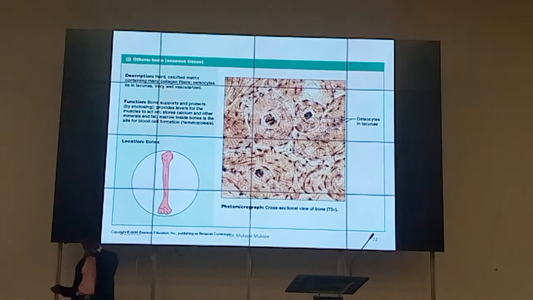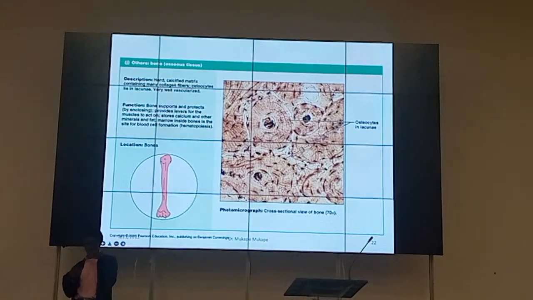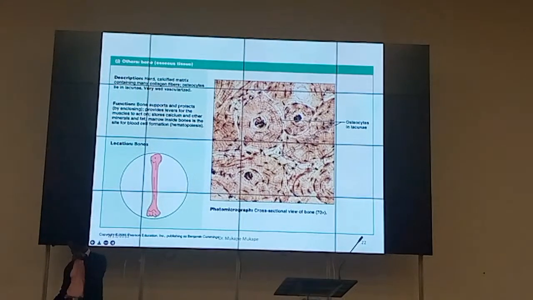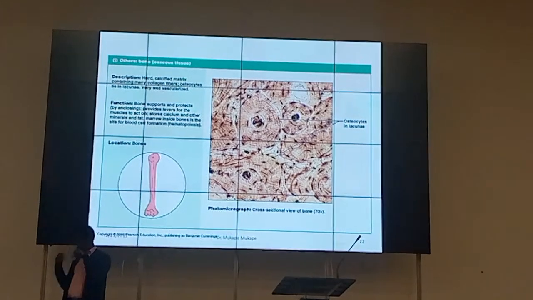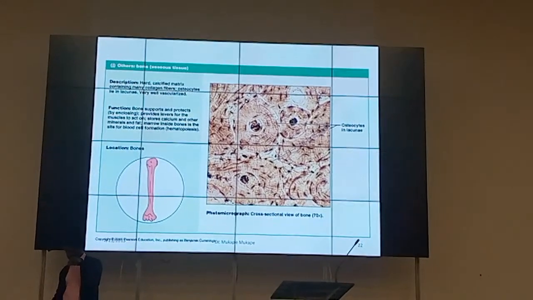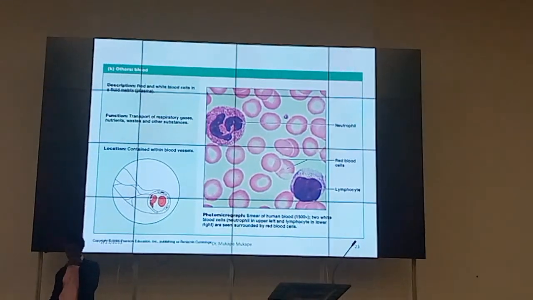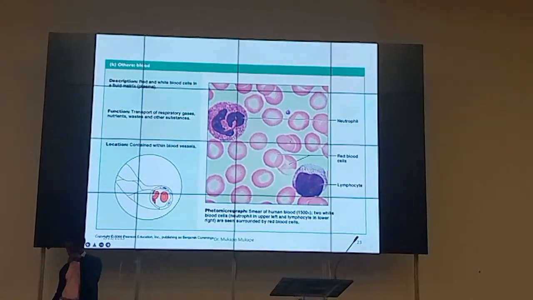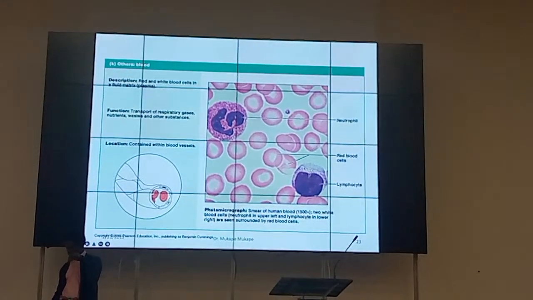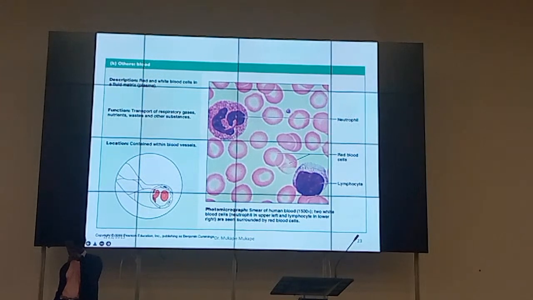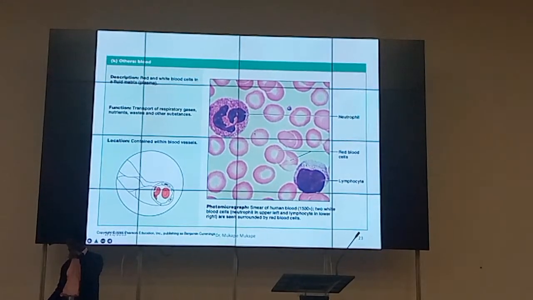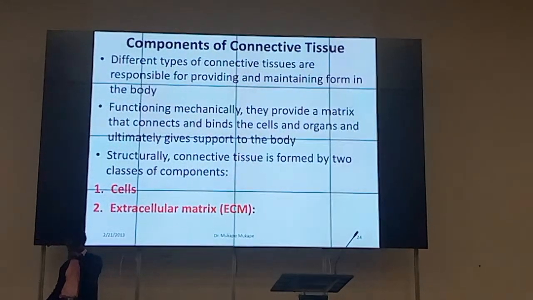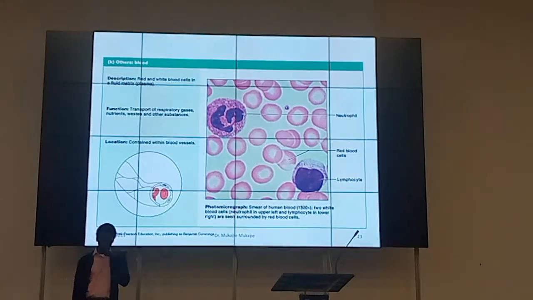This is basically bone. Bone is a specialized connective tissue. Again, bone is a separate lecture where you learn bone tissue. This is blood. You can see the various cells: neutrophils, lymphocytes, red blood cells, and plasma there.